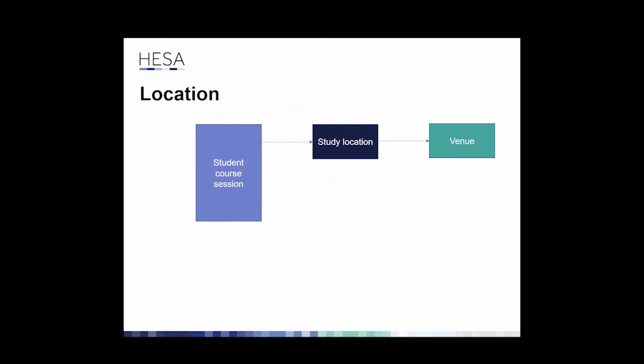You can have multiple study locations for a given student course session if the student's time is spent across multiple venues. If the student is not on a venue, we would expect to see that recorded in the off-venue activity entity. So if they were studying abroad or on a placement, that's when we'd see the off-venue activity giving us some information about the type of activity the student's doing and where they are. So that might be, if they're overseas, that would be recorded as a country, so we know which country they're in.